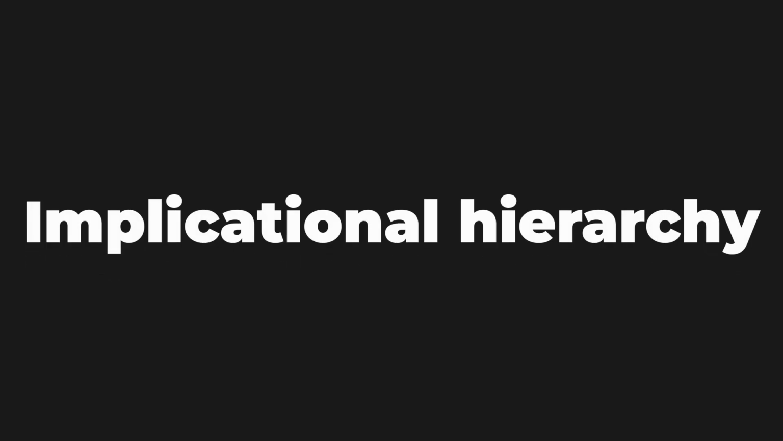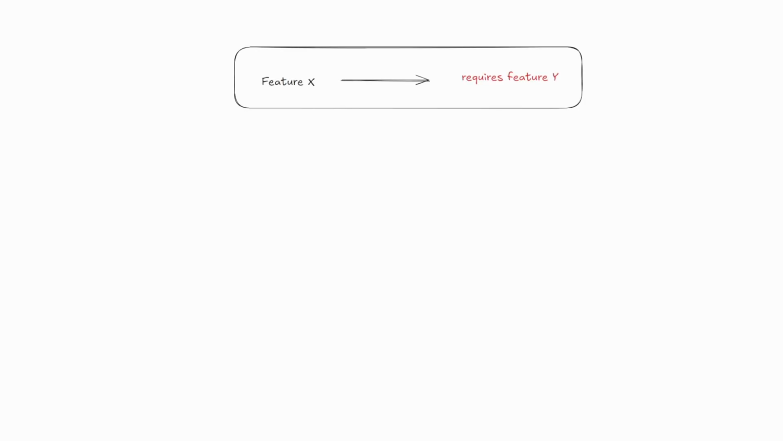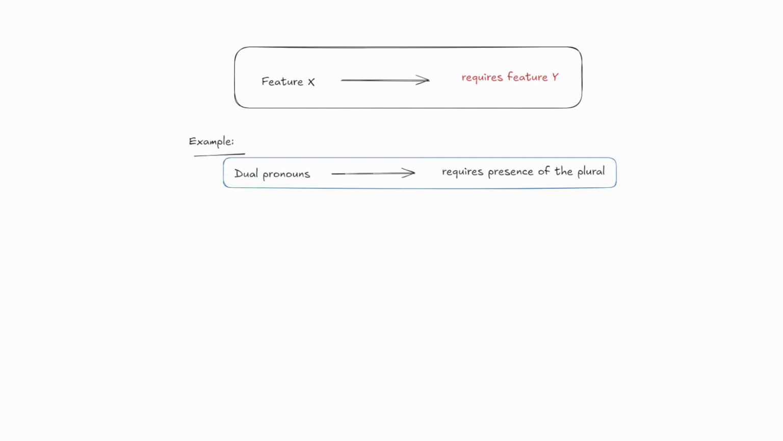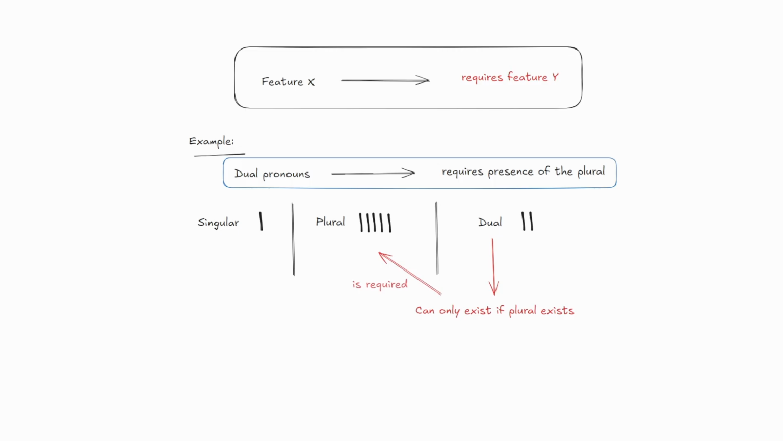implicational hierarchy. This concept relies on the fact that in some languages, to have a feature X, you need to have feature Y. A common example is that dual pronouns can only exist with the plural. You have the singular, one person, the plural, many people, and sometimes languages have a dual system, meaning two people. To have this dual system, you need the existence of a plural. If there is no plural in the language, the dual system will not be present.